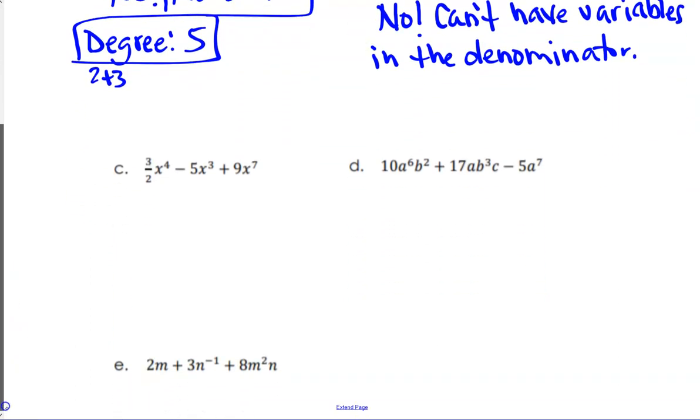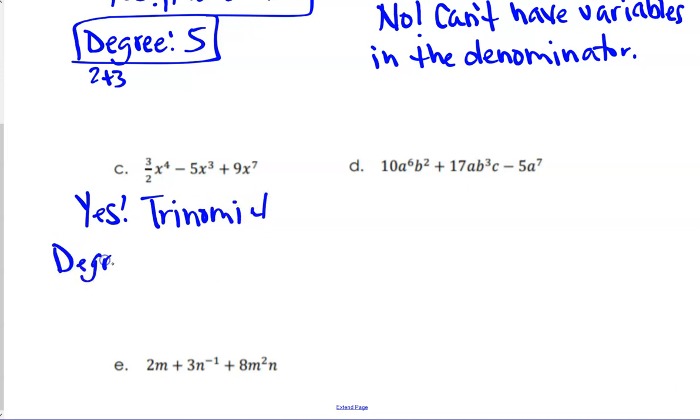All right. Part C, 3 over 2x to the 4th minus 5x cubed plus 9x to the 7th. All right, my exponents here are 4, 3, and 7. That's good. I don't have any variables in the denominator, so this is a polynomial. I see 3 different pieces, so this time it's a trinomial. The degree is going to be the term with the highest degree. So this degree is 4, this degree is 3, this degree is 7. So therefore our degree this time is 7.